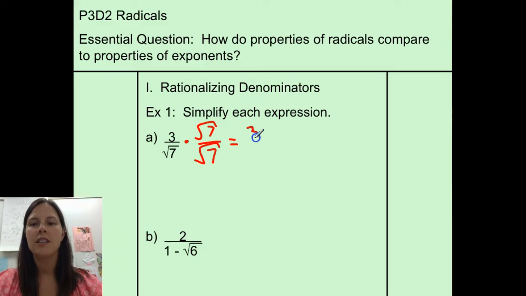Multiplying straight across, in the numerator we get 3 times the square root of 7. In the denominator, when you square a square root or multiply it by itself, the radical goes away. We end up with 7 in the denominator. Double checking that it's in simplest form. 3 over 7 doesn't simplify any further, so we're done.